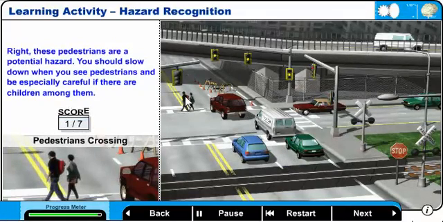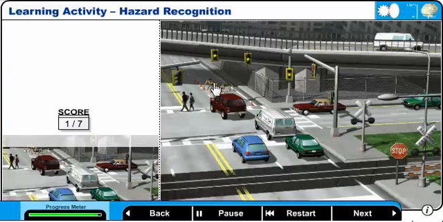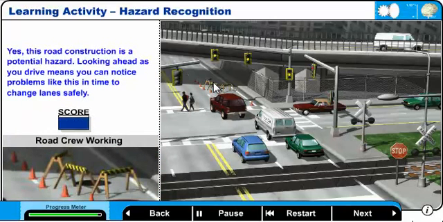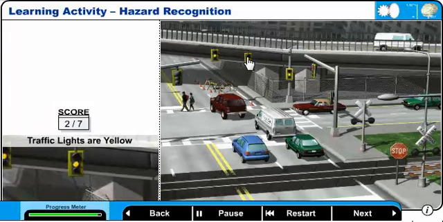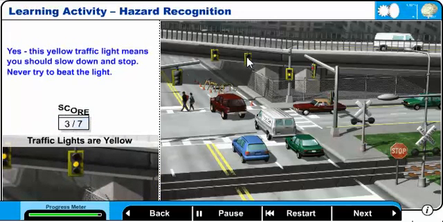Right, these pedestrians are a potential hazard. You should slow down when you see pedestrians and be especially careful if there are children among them. Yes, this road construction is a potential hazard. Looking ahead as you drive means you can notice problems like this in time to change lanes safely. Yes, this yellow traffic light means you should slow down and stop. Never try to beat the light.